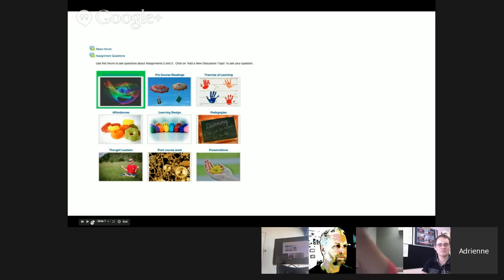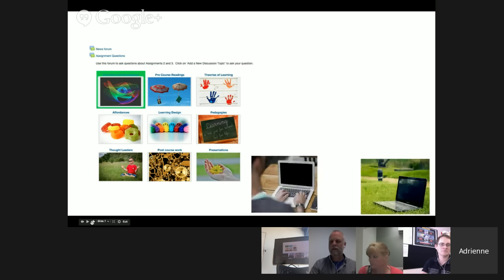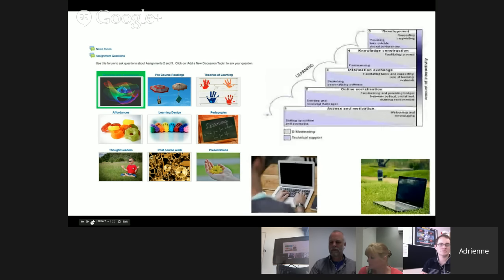So all of these activities that they clicked through into were structured using Gilly Salmon's model for e-learning activities. So they were stepped through stages of access, socialization, information sharing, onto knowledge construction and idea development.